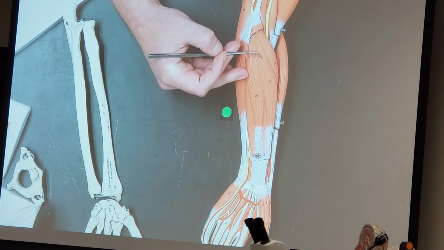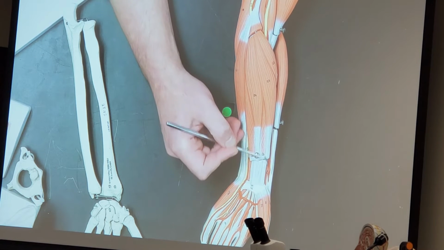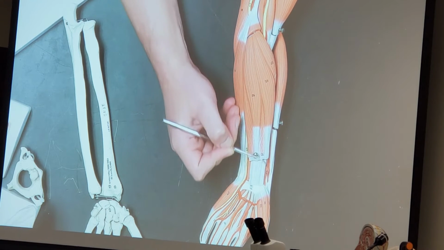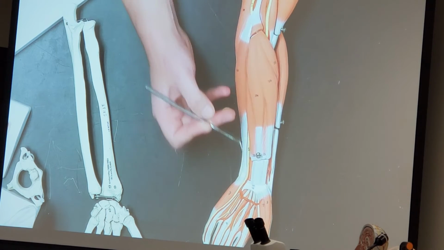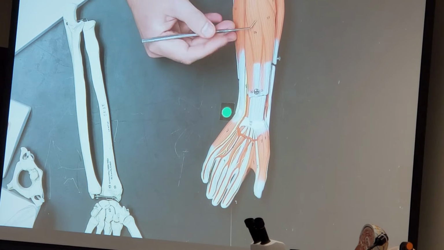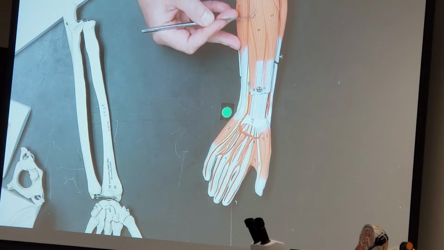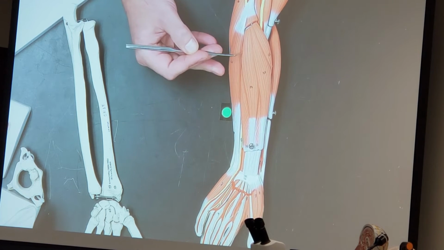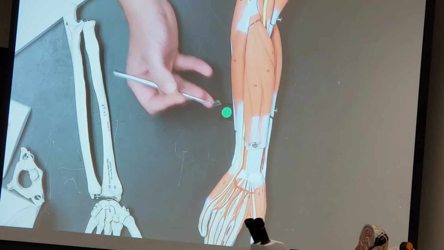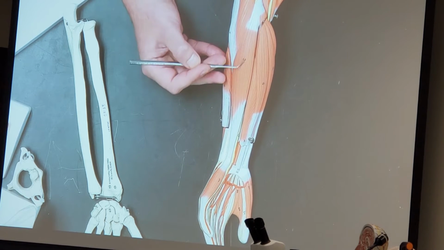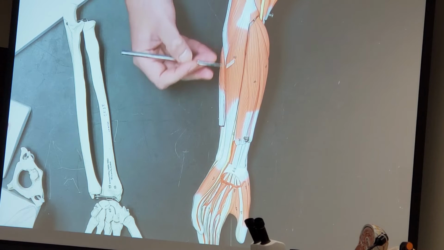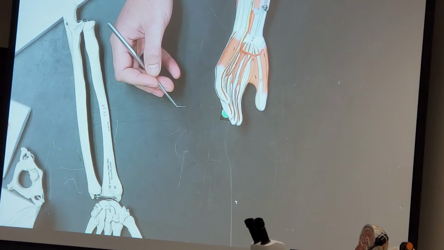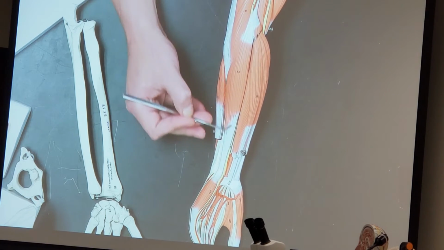This muscle is going to travel along the radius. It is the flexor carpi radialis. Flexor carpi radialis. This is that one that some of you may not have, which is the palmaris longus. Palmaris longus. This is going to be the flexor carpi ulnaris, traveling along the pinky side. So flexor carpi ulnaris.